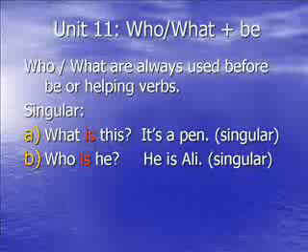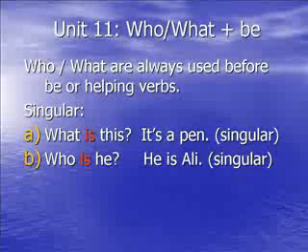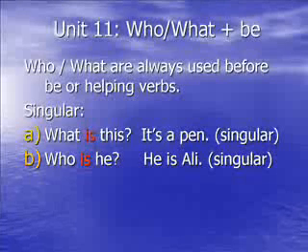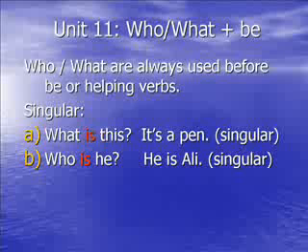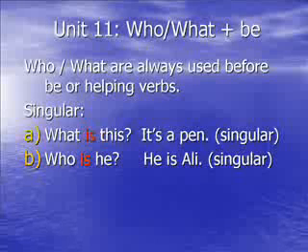Who and what and the rest of the WH words, they are always used before be or helping verbs, as you must have learned in where plus be. In the previous unit we did where plus be, how to use where, how to tell locations. Now we are learning who and what, and these are also WH words. So all of the WH words are always used before be or helping verbs.